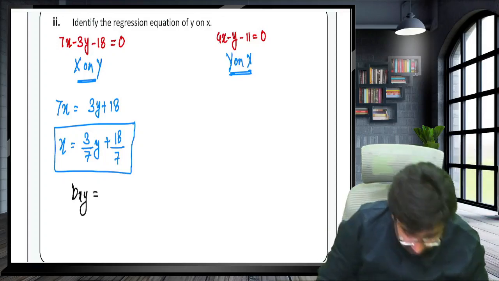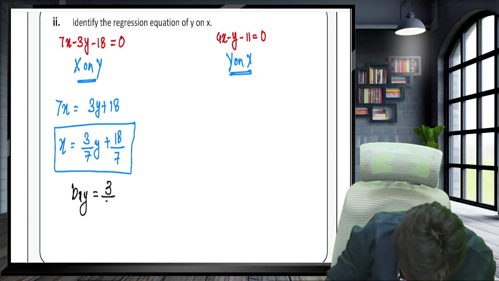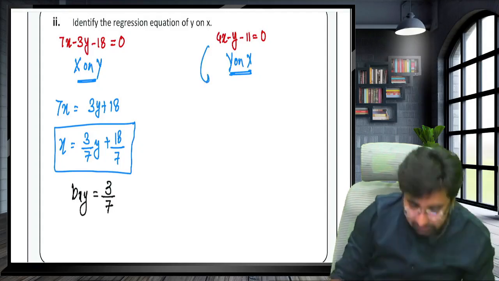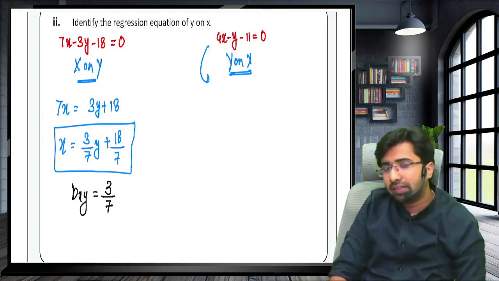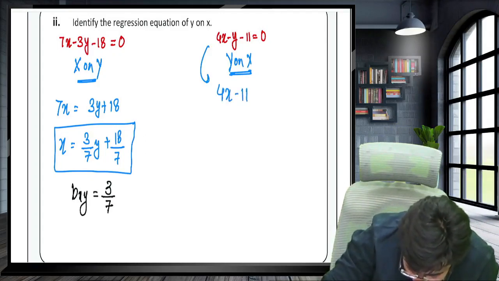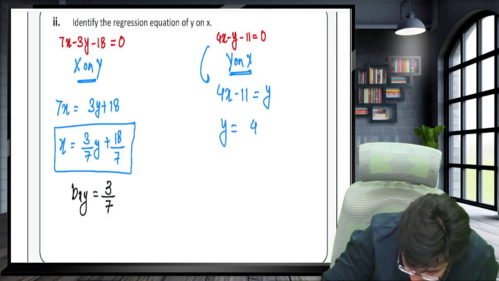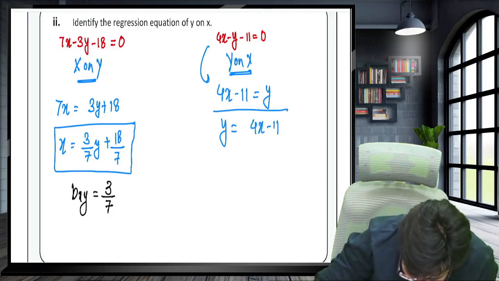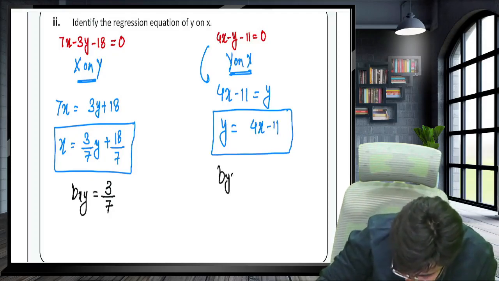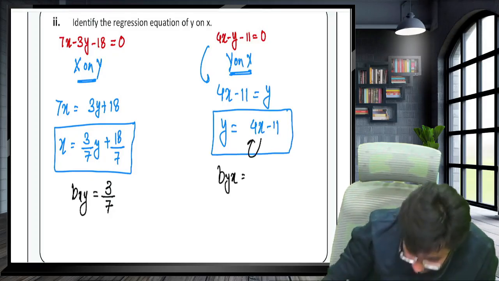3 by 7? Yes. Guys, now can you represent the other line in the standard format of y on x? Yes sir. We will write it like this: 4x minus 11 is equal to y. So we can write y is equal to 4x minus 11. Guys, from here, can you tell me b y on x? Yes sir, the coefficient of x is b, that is 4.